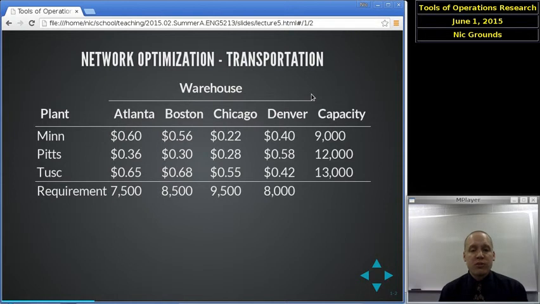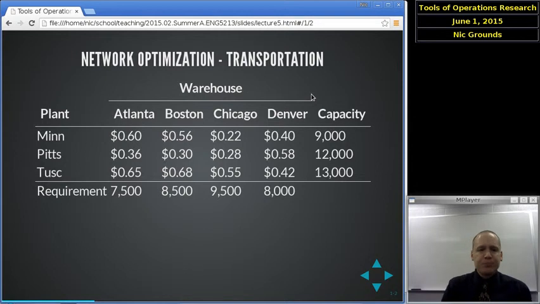So we may also find, say, that Pittsburgh is the cheapest place to ship to Boston, and it is. And so Pittsburgh cannot possibly ship its 12,000 units of product to both Atlanta and Boston to meet both of their demands, both of their requirements. So we're going to have to find a way to balance where product can come from, the plants and their capacities, and where the product needs to go to, the warehouses and their requirements, subject to minimizing costs.